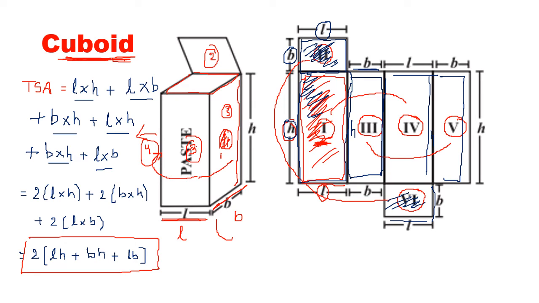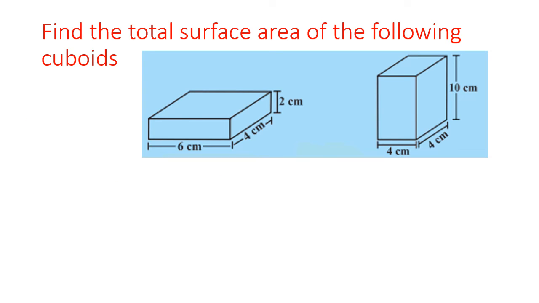Now remember, the total surface area means the surface of all the 6 sides together. And this happens because 1 and 4 are equal in area, 3 and 5 are equal in area, 2 and 6 are equal in area. So we have derived the formula to find out the total surface area of a cuboid, all the 6 sides. So learn this formula thoroughly and let us try out a few sums.